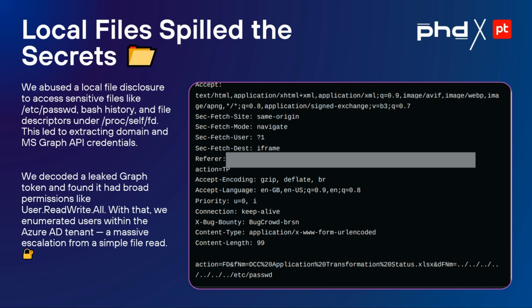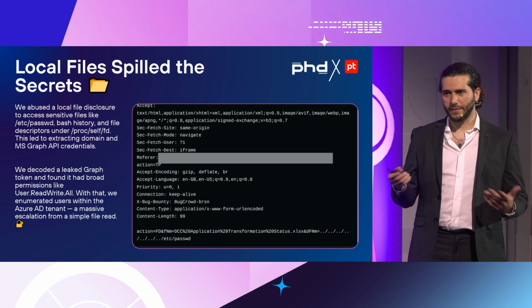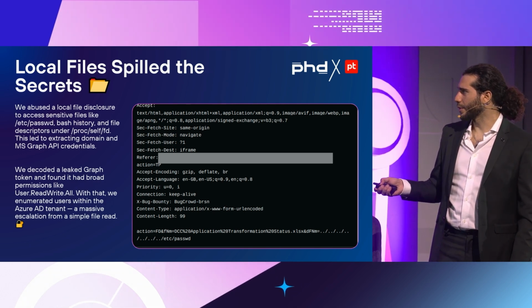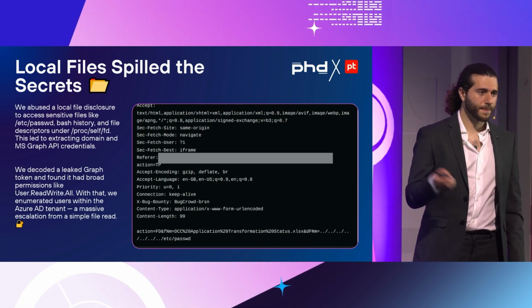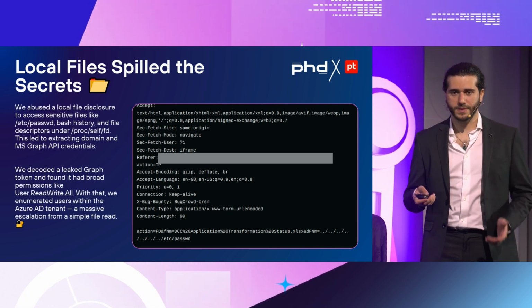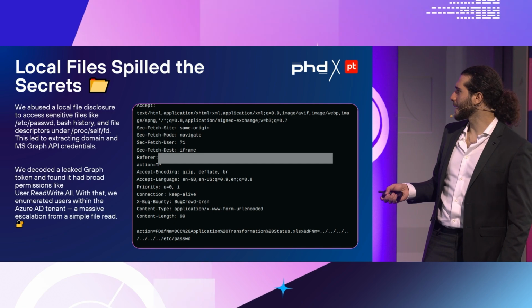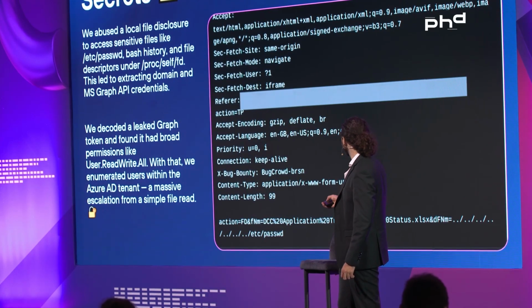So what happened is that we had a specific endpoint with a specific content, and once we sent a specific payload inside this parameter, this gave us access to the password file on the host. Then later on, by doing further checks and checking the /proc/self/fd payload, we got access to further secrets, which granted us access to the Microsoft API Graph token.